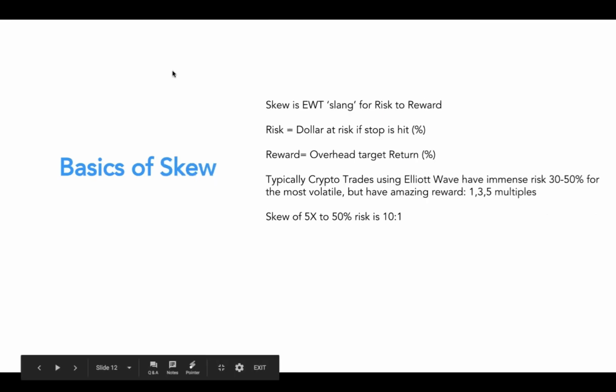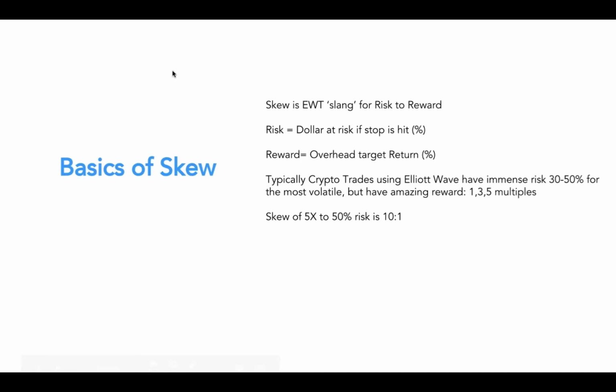All right. Okay, so I want to talk about skew. I think that skew is EWT slang. I don't know if traders use it outside of our site. I think HD in the main room is the analyst that invented the word. I could be wrong, but he uses it all the time, and I certainly picked it up from him. It's really slang for risk to reward. So if you get it, I'd really suggest internalizing this really well to help with your trade plans.